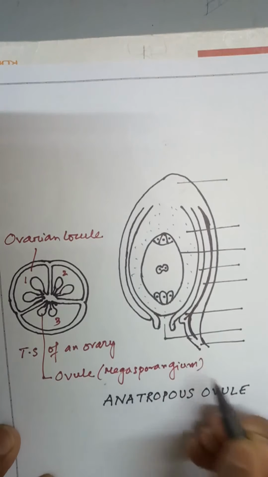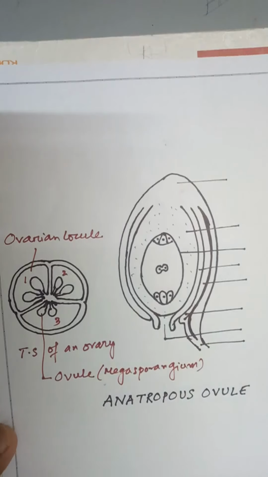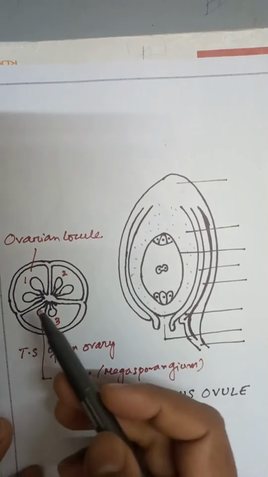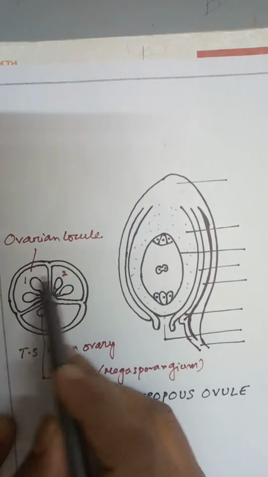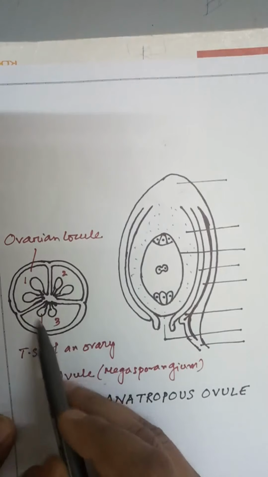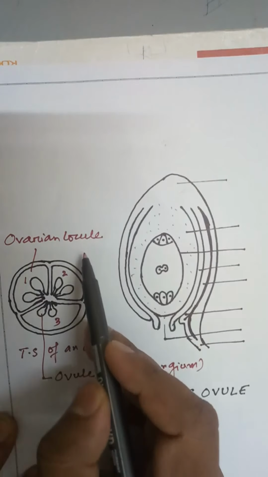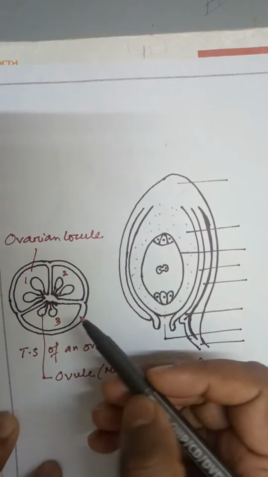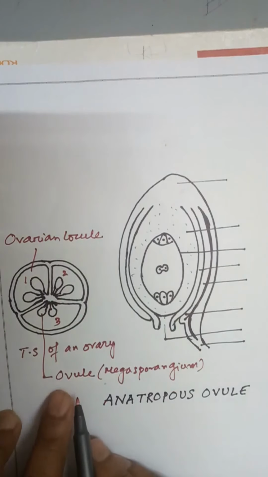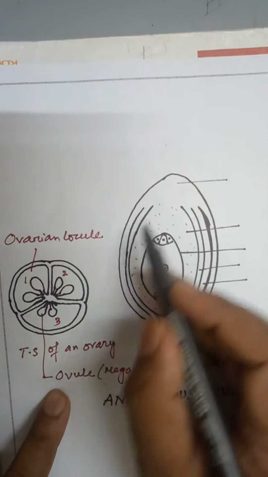Megasporangium. So I hope you can relate the structure. Yes or no? I talked about the ovary. If I make a section of the ovary, inside that you can find certain gaps or certain places called the ovarian locule, and within this ovarian locule are suspended the structures which are nothing but the ovule. Okay, so I have drawn here this entire ovule.